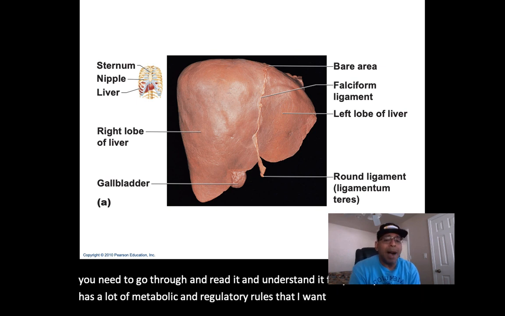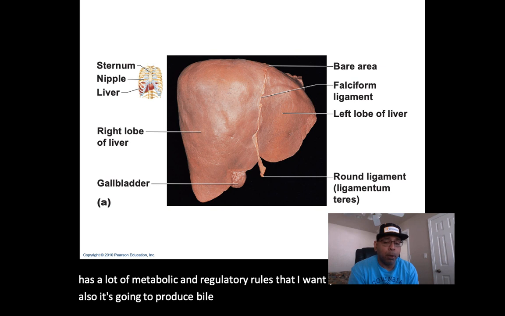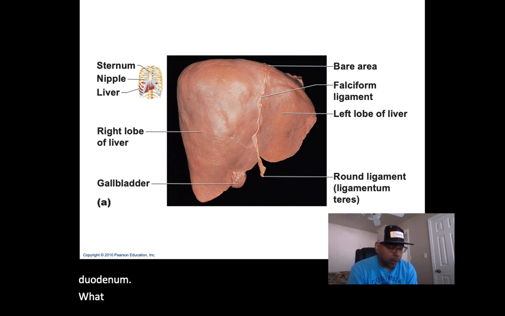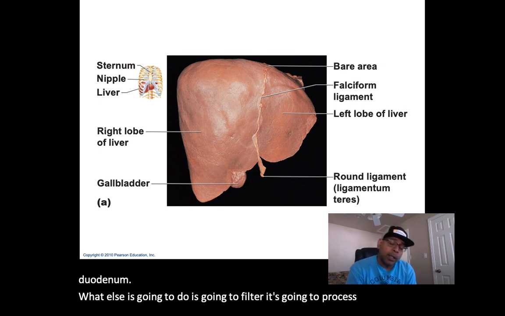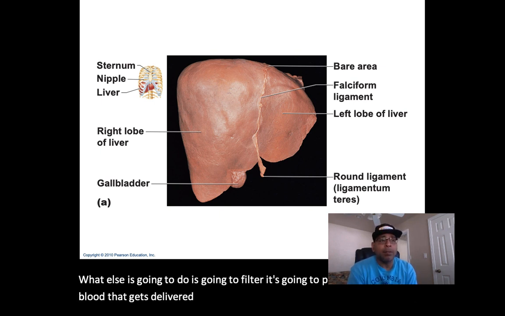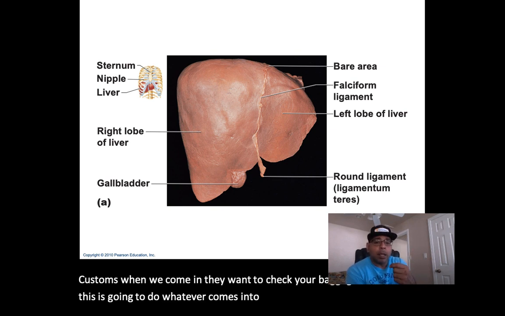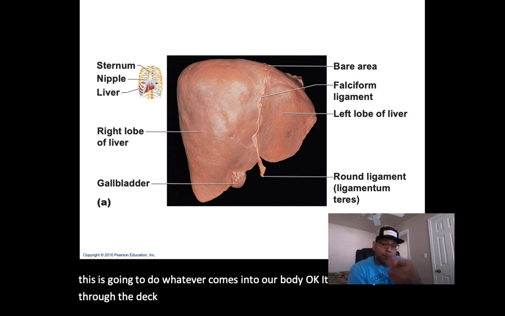Also, it's going to produce bile for export to the duodenum. What else it's going to do is filter and process nutrient-rich blood that gets delivered to it. It's kind of like customs. When we come in, they want to check your baggage. That's what this is going to do. Whatever comes into our body, if it gets absorbed through the digestive tract, first pass metabolism is going to be through the liver.